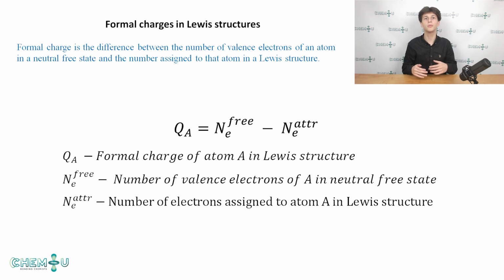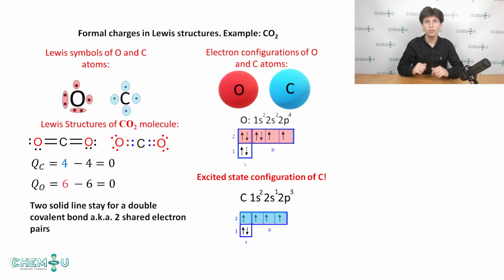Let me show it to you based on two examples. Here's the Lewis structure of carbon dioxide. On the left, you can see the Lewis symbols of carbon and oxygen. Carbon has 4 valence electrons, while oxygen has 6 of them. I have colored the electrons attributed to oxygens in red and to carbon in blue. As you can see, carbon still has 4 and each oxygen still has 6 electrons.